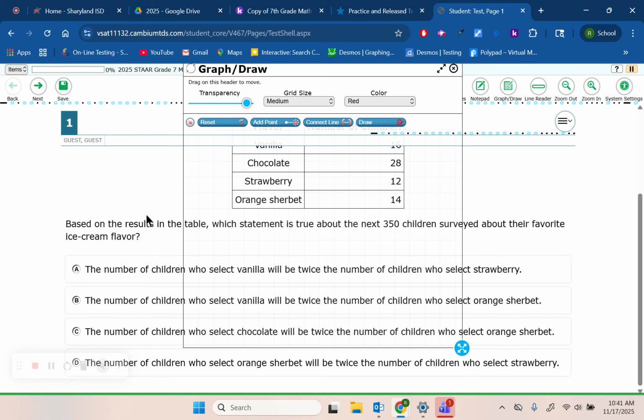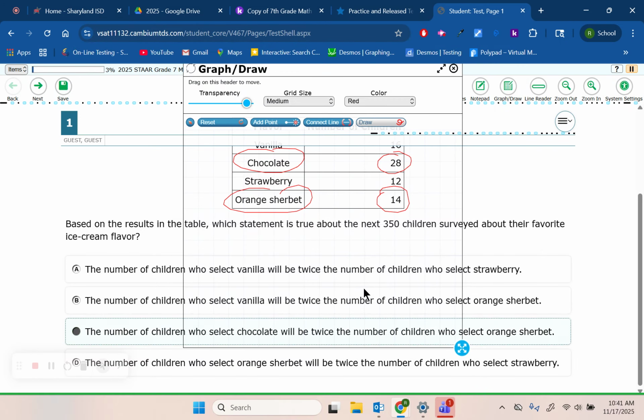No matter what, then I know that chocolate is 28. Sherbet is 14. It's twice the number of sherbet. That's going to be my answer. The number of children who got chocolate will be twice the number of children who selected sherbet. This, at the end of the day, really is not even a secondary math problem. It's just a pattern problem. We can ask this to our 5th graders, our 4th graders, and so on, because I've seen these questions at the lower grade levels. And that's it. That's the answer, by the way.